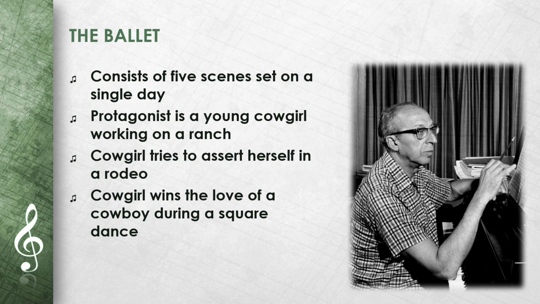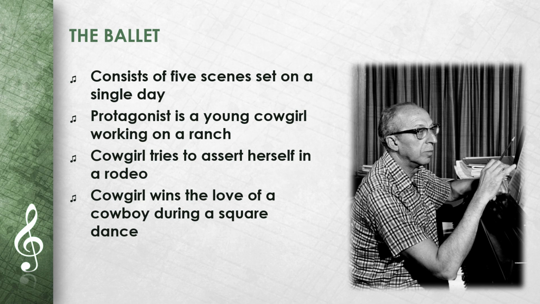Rodeo consists of 5 scenes that take place on a single day. In the first scene, we meet the protagonist, a young cowgirl who works on a ranch and is not taken seriously by the male cowboys. In the second scene, a rodeo takes place in which the cowboys demonstrate their riding and roping skills. The cowgirl tries to assert herself, but is ridiculed by the men.